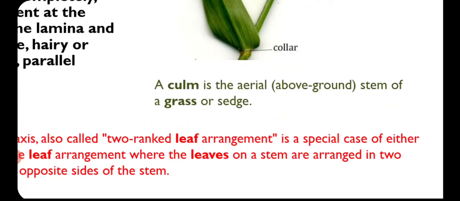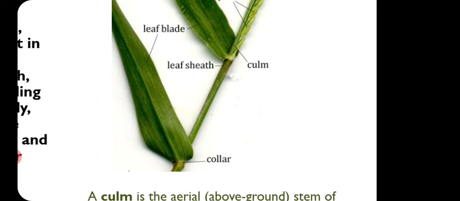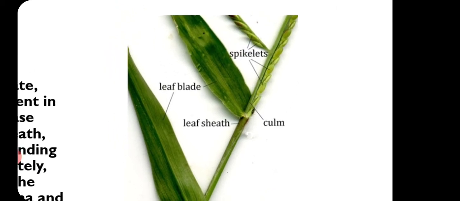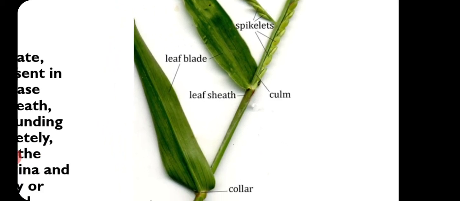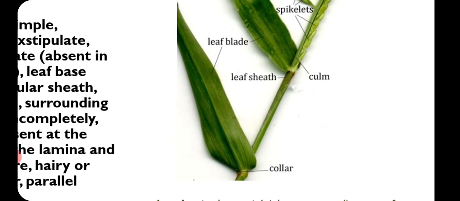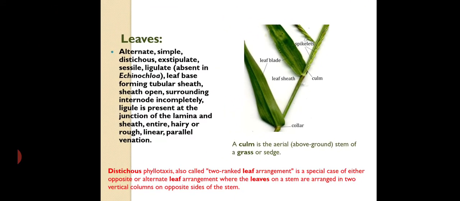Ligule is nothing but some spinous structure. If you closely watch near the leaf sheath labeling, there we can see some spine-like structures. Here it is not spikelets, that is small. When we are doing practical I will show you, and that is called ligules. Then the leaf base forms a tubular sheath, open, surrounding the internode incompletely. Ligule is present at the junction of the lamina and the sheath, 2 pricks, spine-like structures just in that area.